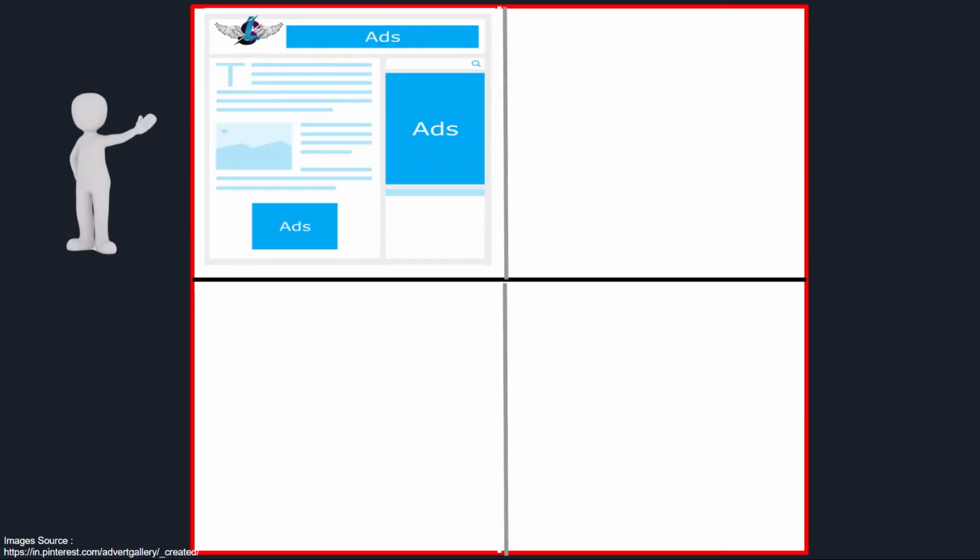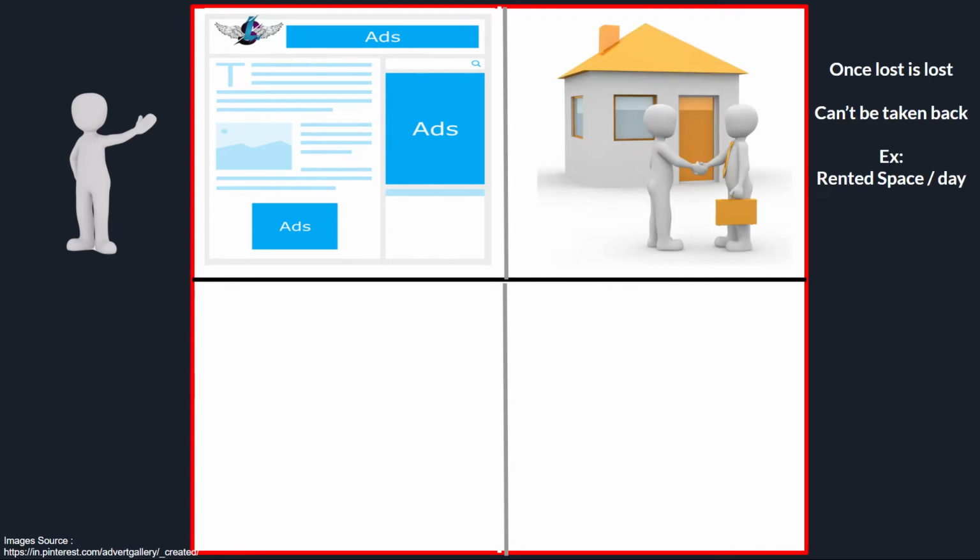We have already discussed that ad inventory is just like living space, and every hour or day or month is a revenue opportunity for the owner of that space. For example, if you did not rent that living space, or once you lost that time, then you lost revenue too. Let's apply the same concept to ad inventory. If you did not sell, then it's a loss of revenue opportunity. Once lost is lost, it cannot be taken back. So publishers have to plan wisely.